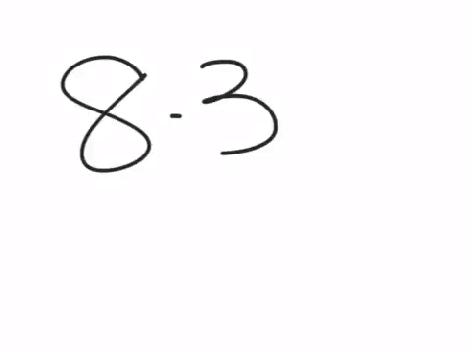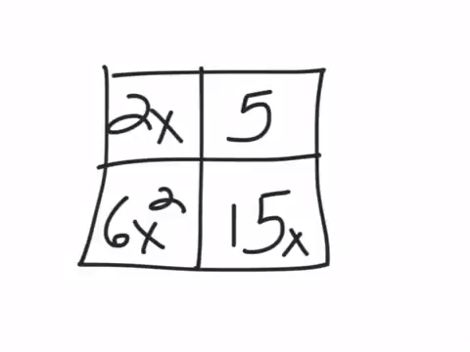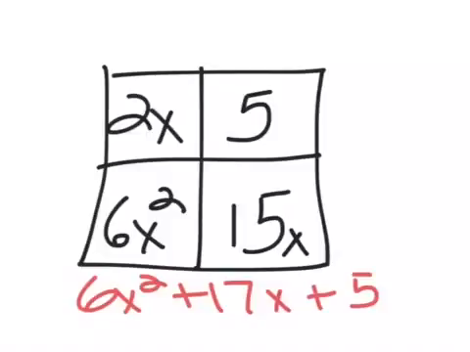Alright, I'm going to work through 8-3 with you. I set up the generic rectangle, which you should have done on your paper, and now we've got to look at some combinations. The sum is going to be easy, because it's just 6x squared plus 17x plus 5. But now we have to find how we get that.